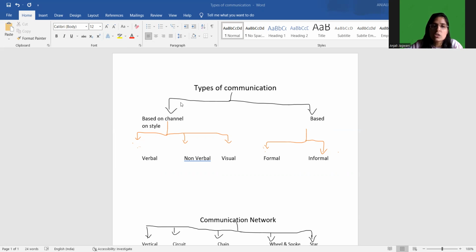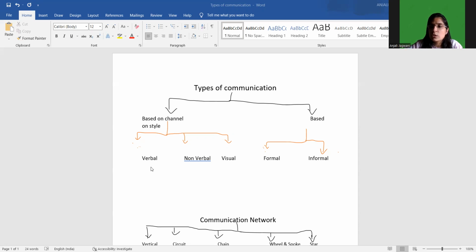Now, types of communication is based on channel or based on style. The first channel is verbal communication. Verbal communication means you can communicate with a person orally or in written format. Orally, that is by speaking: you are going to speak, someone is going to listen. A very nice quote which I have come across nowadays is: in a world full of speakers, be a good listener. So it is very important that it is listened to properly and not just heard.